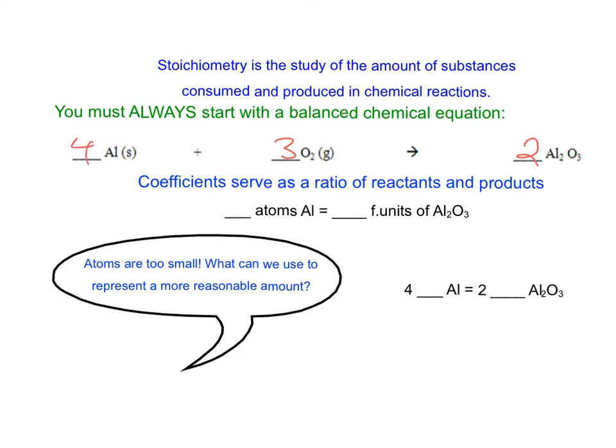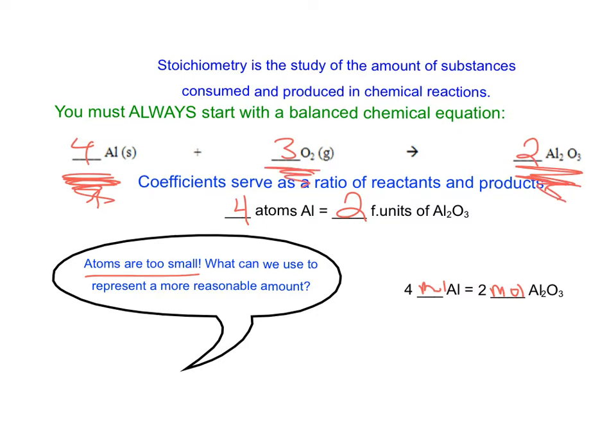And those coefficients, those big red numbers I put in there, serve as a ratio of reactants and products. So for every 4 atoms of aluminum, I'm going to create 2 formula units, or 2 molecules of aluminum oxide. So my ratio here is 4 to 2. But atoms are really small, so it's not really very realistic for us to talk about 4 atoms of anything. That's way too little. What we should think about is that for every 4 moles of aluminum, we create 2 moles of aluminum oxide. So these coefficients can be ratios for single elements or molecules, but more realistically, we should be using moles.